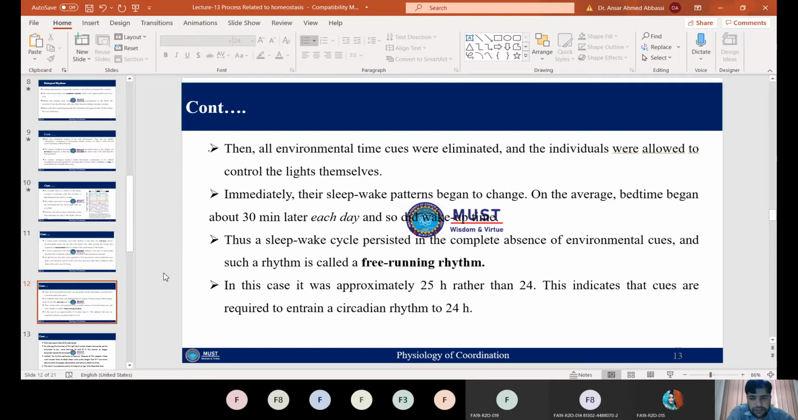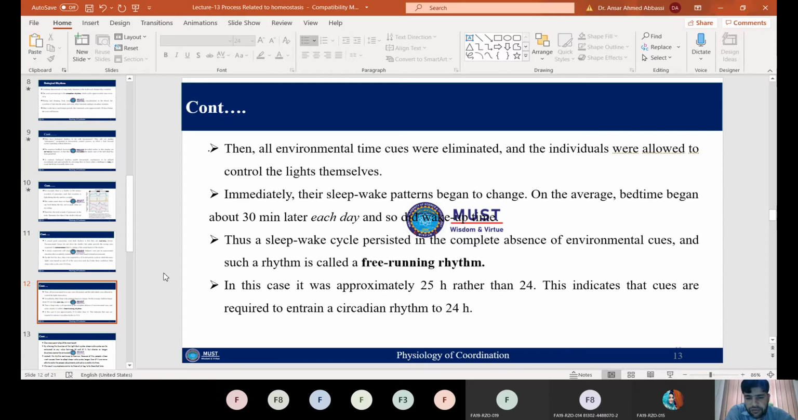You have the choice, so your circadian rhythm will shift slightly, and there may be a change in the rhythm. Thus the sleep-wake cycle persisted in the complete absence of environmental cues. This is called free running rhythm, and in this case it was approximately 25 hours rather than 24.